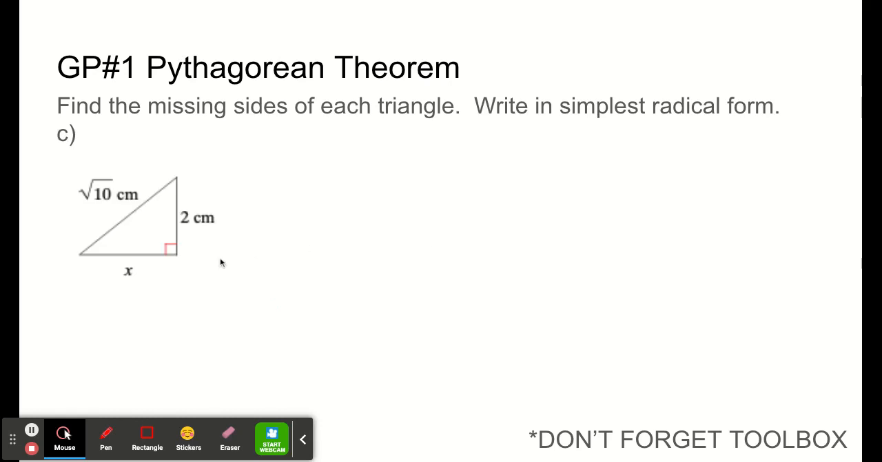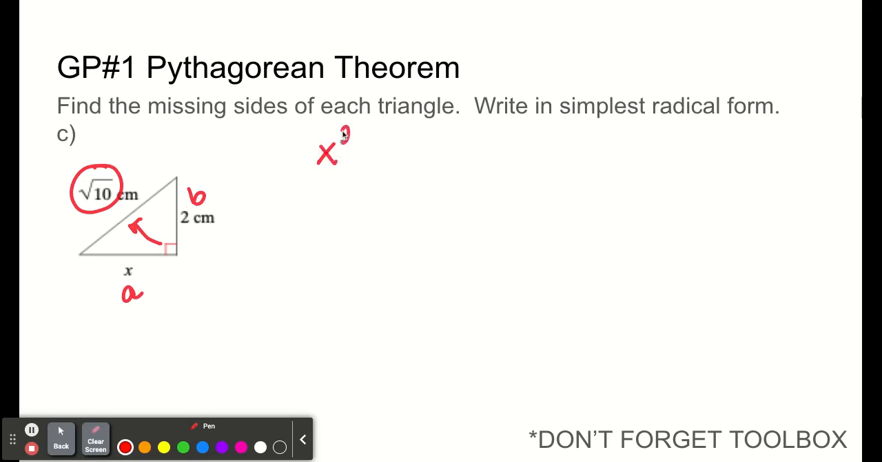All right, one more for the Pythagorean theorem. Still looking for the missing side, identify the hypotenuse opposite the right angle. So we have rad 10 as our hypotenuse in this case, which means that x and 2 are the legs. So we will have x squared plus 2 squared is equal to the square root of 10 squared. So simplify this, x squared plus 4.